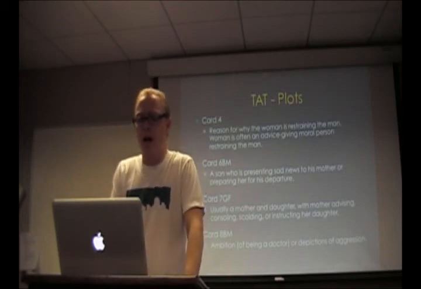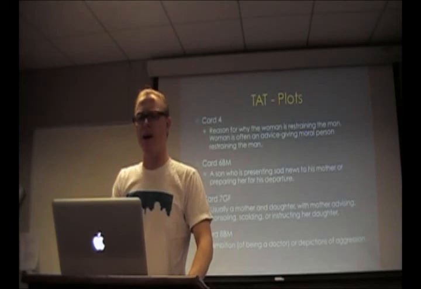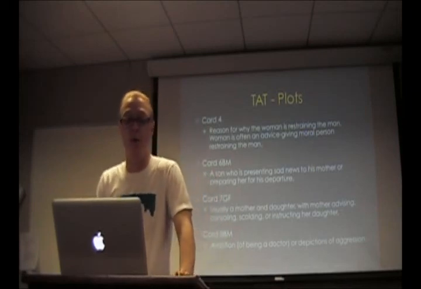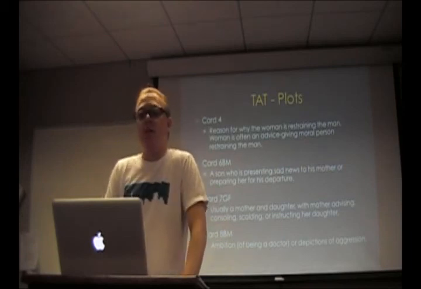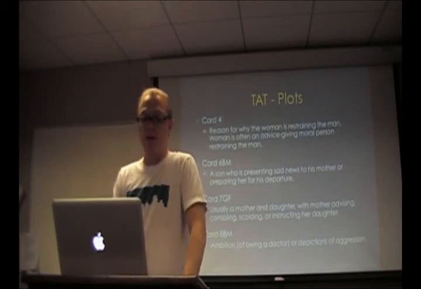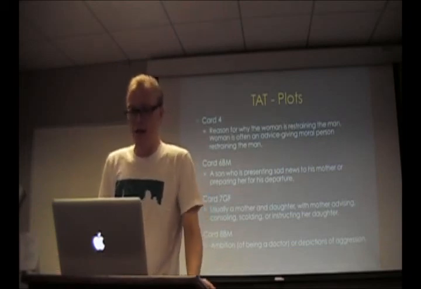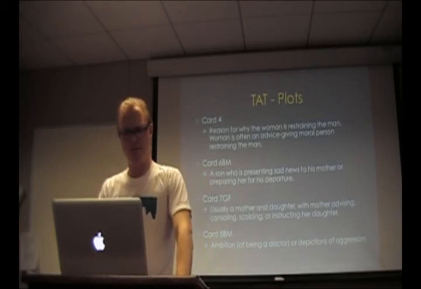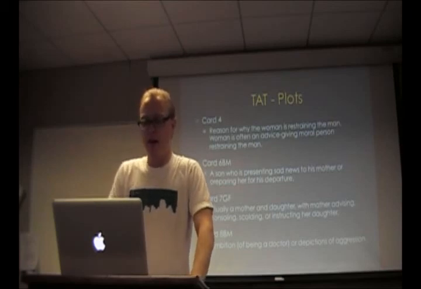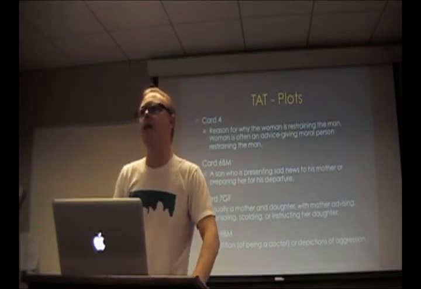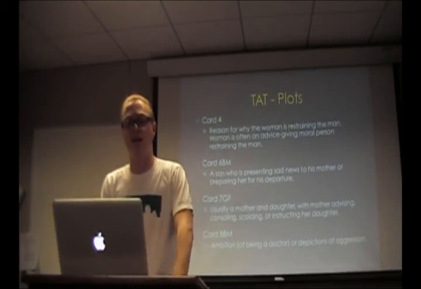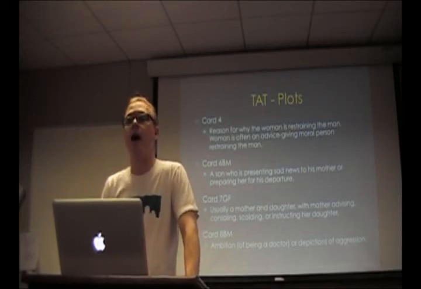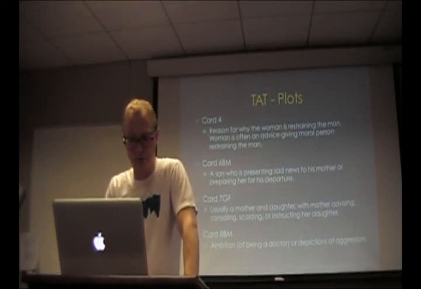Card 4. This is a man and a woman, and it seems like the woman is holding the man back. So usually it's a woman giving advice or restraining the man, and it's important to look at why, because that gives a sense of how they see relationships. Card 6 is the one where there's a woman looking out the window and another younger looking man. That's often seen as a son giving sad news to his mother. Again, it brings out family relationships.